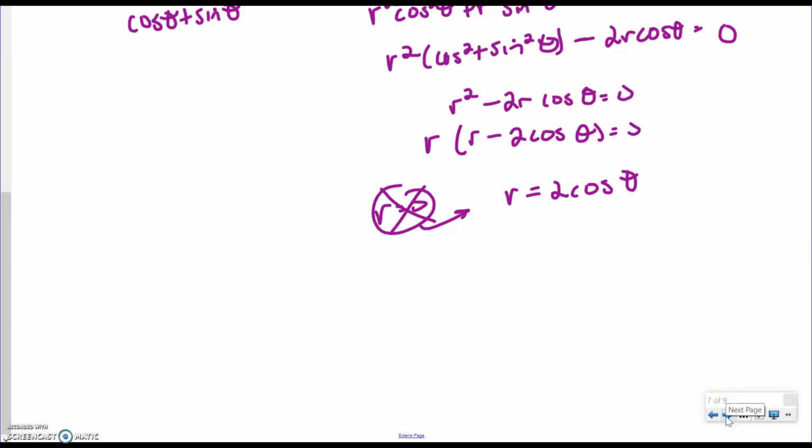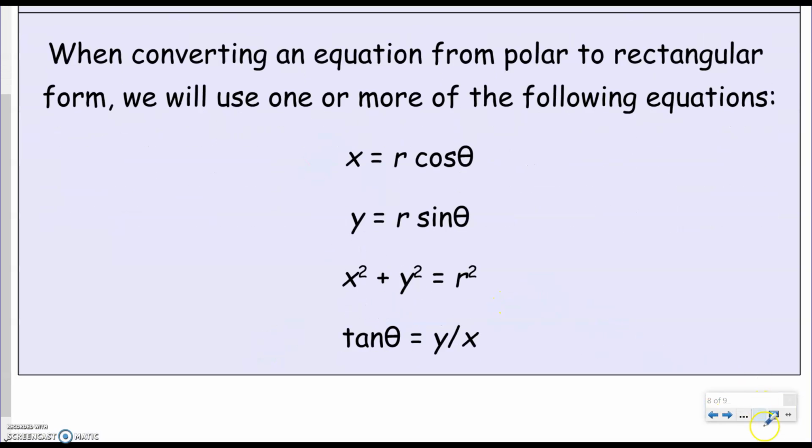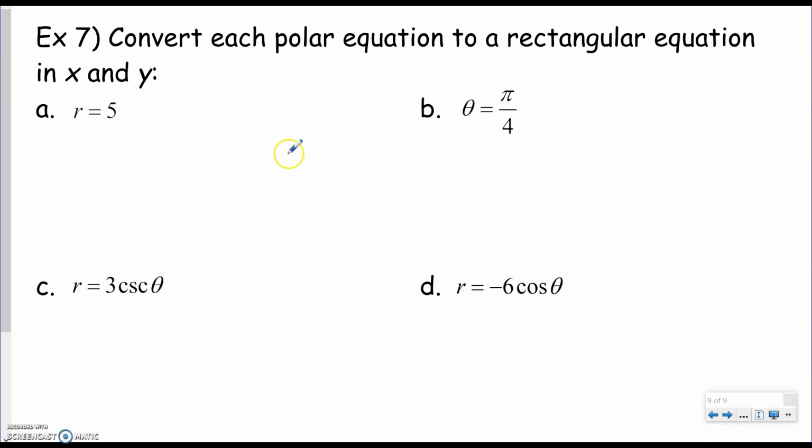And then we're going to switch from polar back to rectangular. Okay, using those same things. So if I know my radius, I can plug it in there. So x squared plus y squared equals 25.